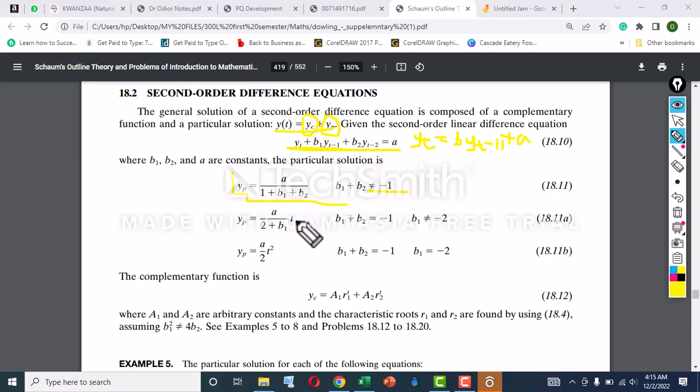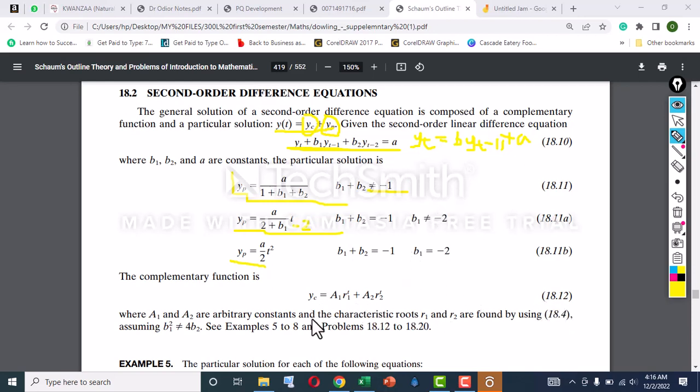But if it is equal to minus 1, which formula do we use? Then you come down to this. If b1 plus b2 equals minus 1, you use this one. But you can only use it if b1 plus b2 is equal to minus 1 and b1 is not equal to minus 2. If b1 is equal to minus 2, it means we have 2 minus 2, which is 0, and we don't want the denominator to be 0. So if b1 equals minus 2, you have to use this third one. Those are the 3 formulas you have to know for the particular integral of your difference equation.